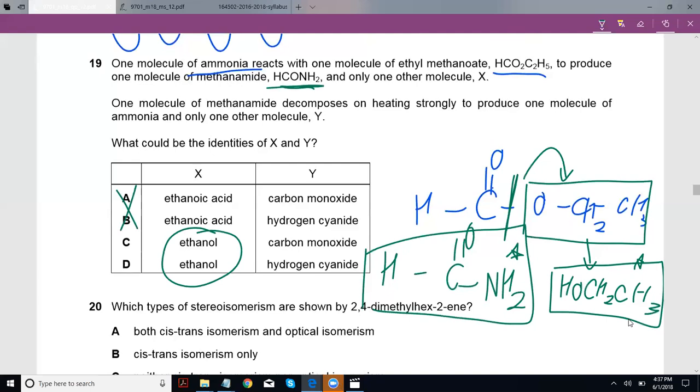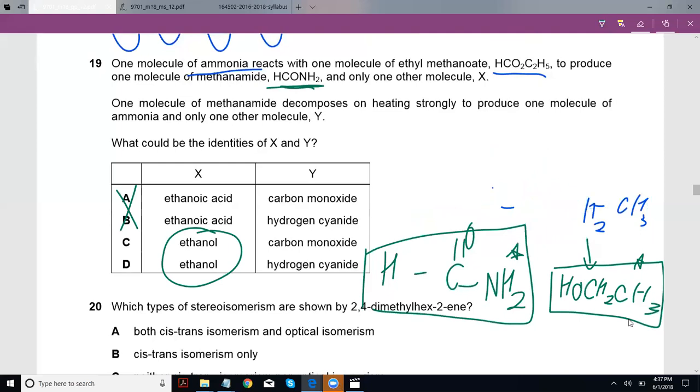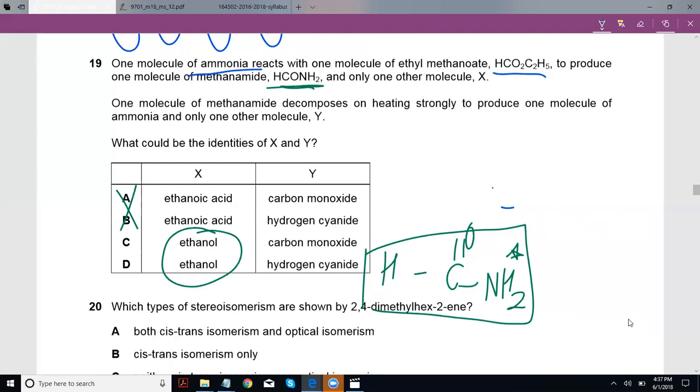Now, one molecule of methanamide decomposes on heating strongly to produce one molecule of ammonia and one other molecule Y. So if I can just rub some of the stuff that I wrote to clear up some space. Now, we know that it's going to break from somewhere around here. And why do we know that? Because NH3 has to be formed, so this has to go away. Now, what does this do? The options we have is either hydrogen cyanide or carbon monoxide.